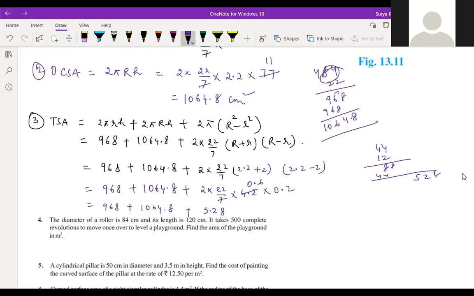Is it clear, children? Yes, sir. You can add 968 plus. Sir, it's 2038.08. Okay, tell me. One minute, I'm sorry. You solving? You got the answer? No. Then what you are solving again? 2038.08. I don't know whether my answer is correct or not, sir. Okay. That was correct only. 2038.08. Correct, children? Yes, sir. So this is your centimeter square.